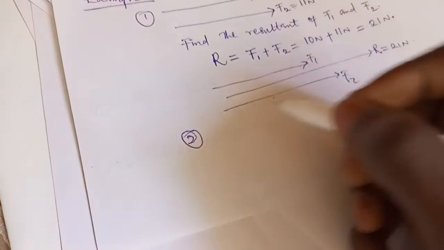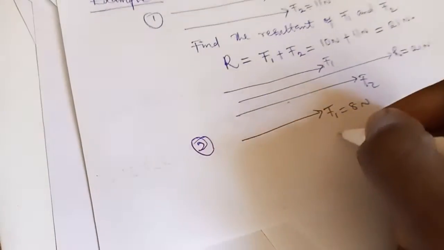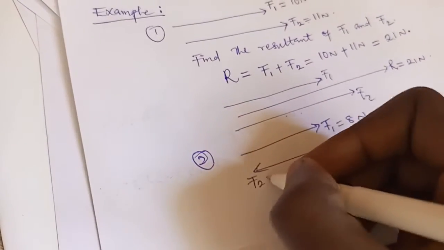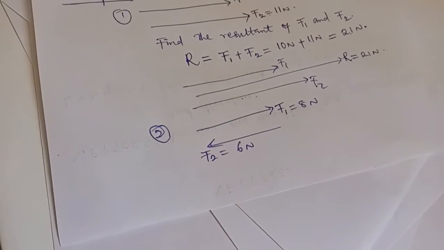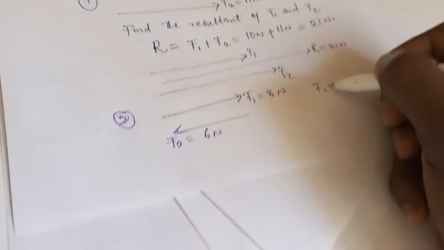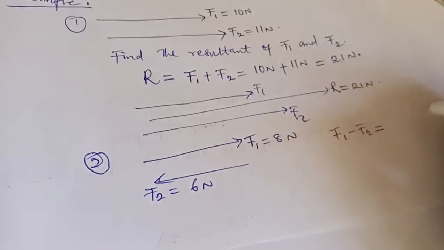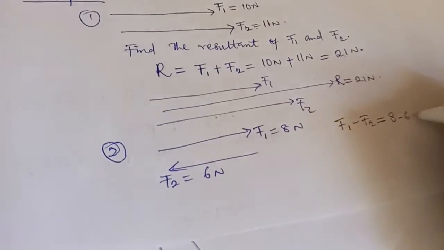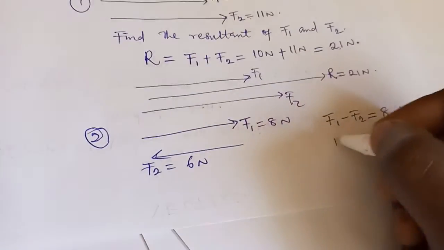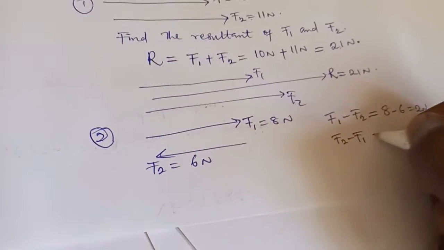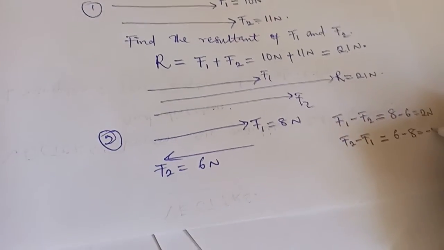Let's take example 2. Let's say this is another force F1 equals 8 Newton, and this is F2 equals 6 Newton. See, the vectors are traveling in the opposite direction. So if you are asked to find F1 minus F2, it's very simple. F1 minus F2 will just be equal to F1, which is 8, minus F2, which is 6, which is equal to 2 Newton. And also, let's assume you want to find F2 minus F1. F2 minus F1 is equal to 6 minus 8, which is equal to minus 2 Newton.